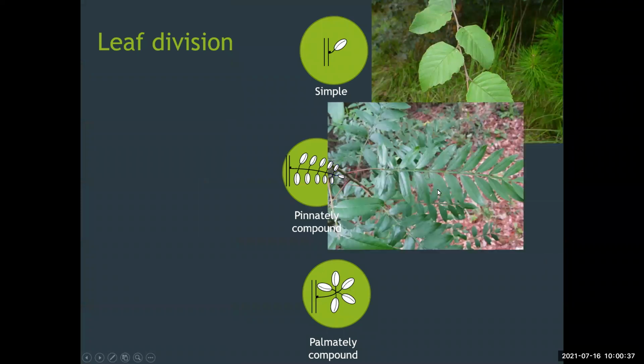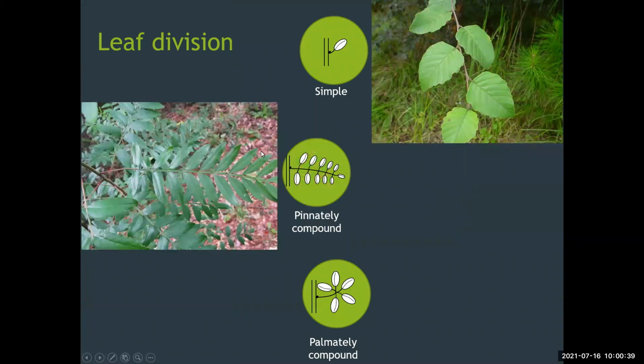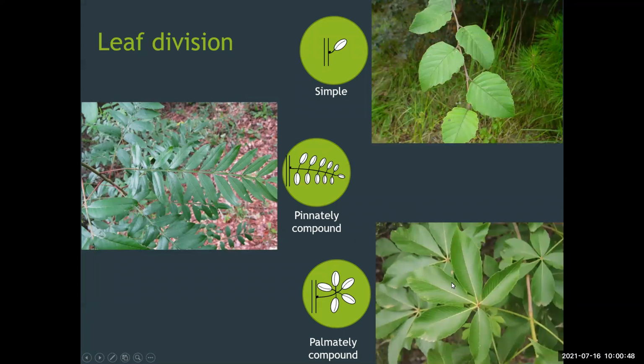So you can have simple leaves with only a single leaf blade per leaf, or you can have something that's pinnately compound, or in the shape of a comb, or it might be palmately compound, where the leaves are coming off kind of like your fingers off of the palm of your hand.